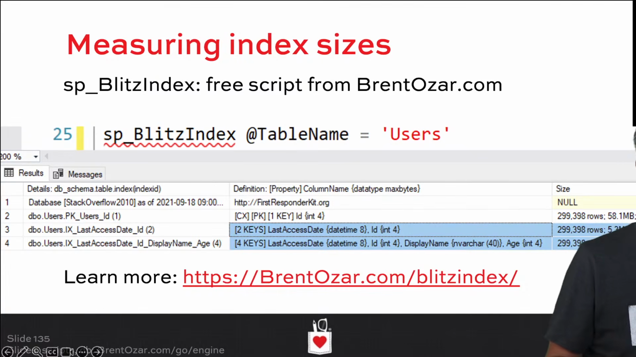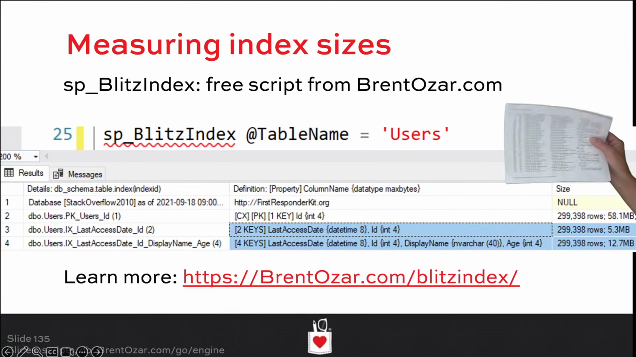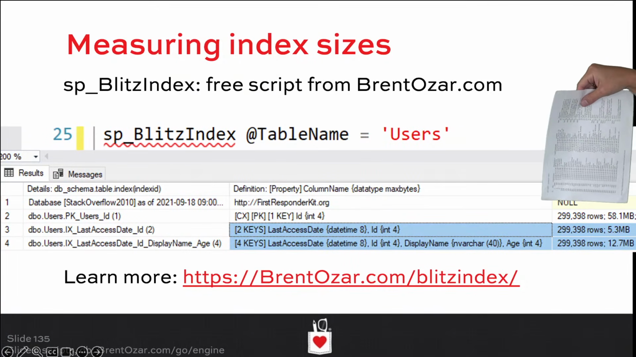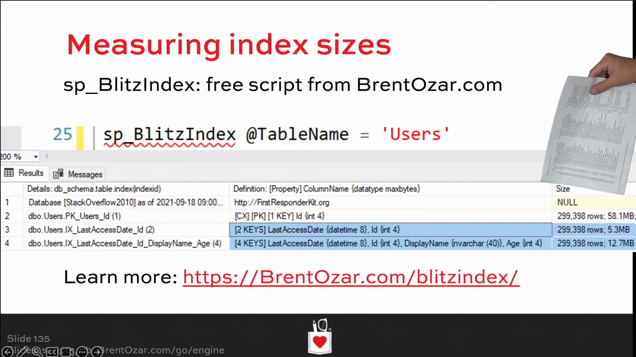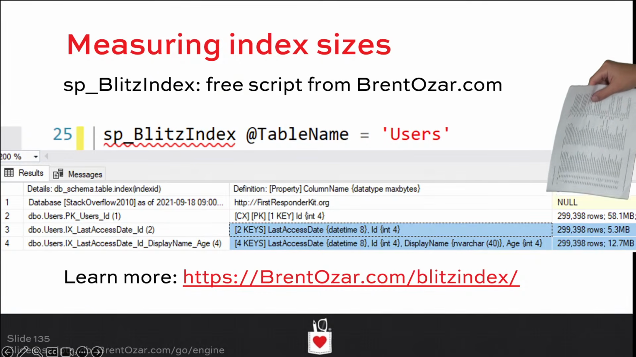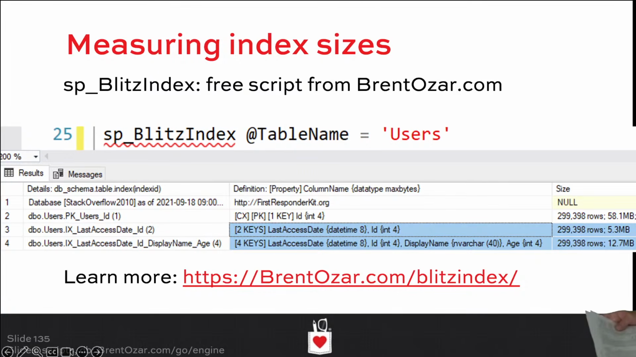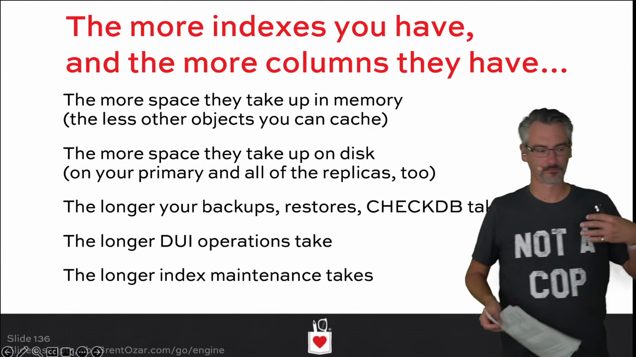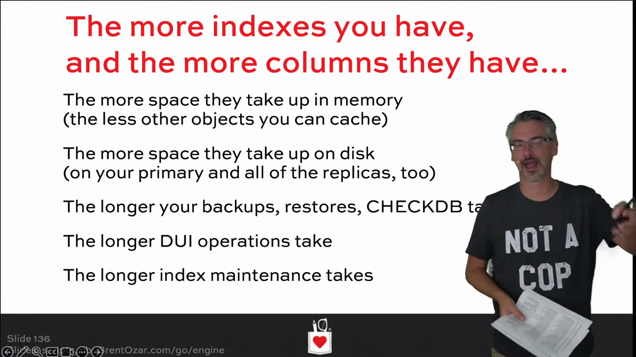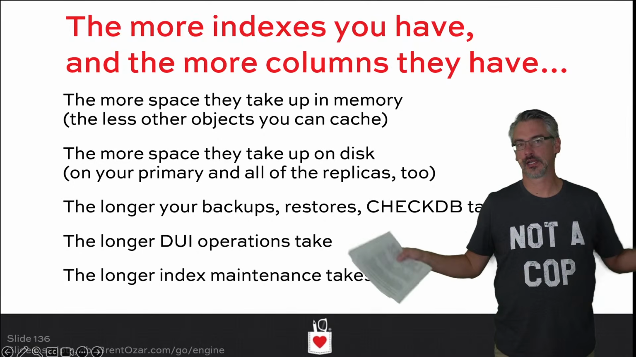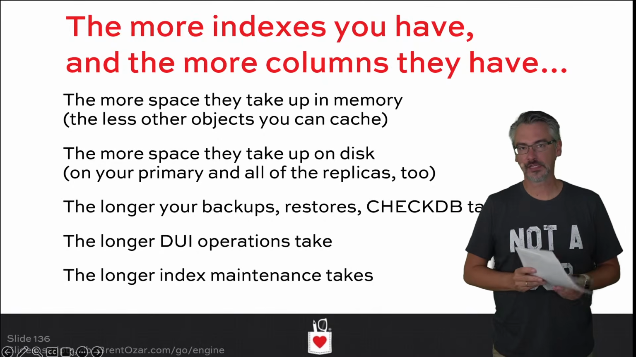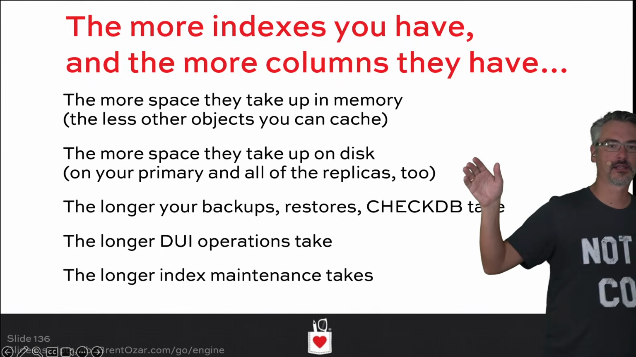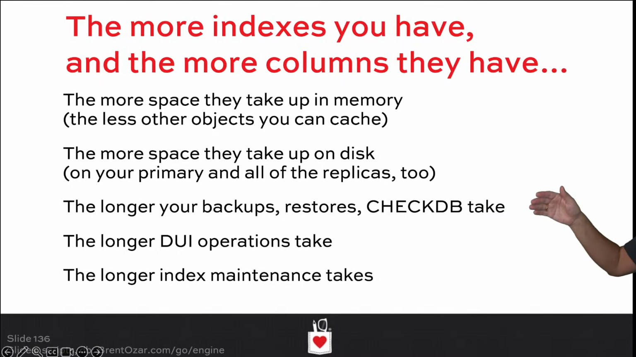The clustered index, because it includes all the columns on the table, is larger than the other two indexes. The other two indexes' size varies based on the number of columns that your index has. The more columns that you add, the larger your index is going to become, and it's also going to affect all kinds of index operations. It's going to affect how long your backups take, how long your restores take, how long your CHECKDBs take.